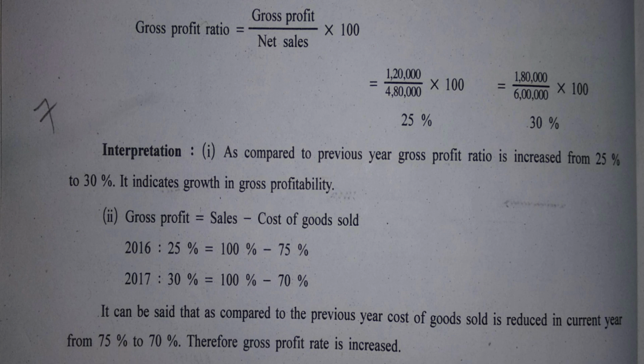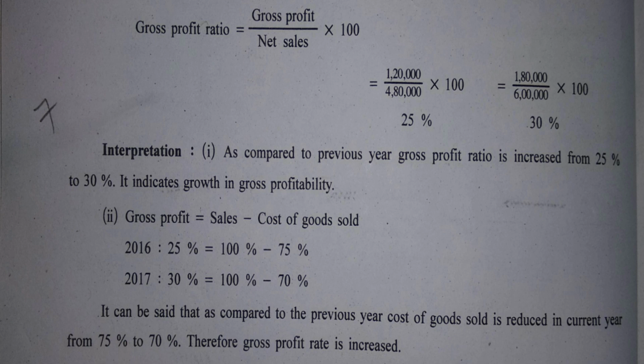Interpretation they have given. They say as compared to the previous year, gross profit ratio has increased from 25% to 30%. Obviously, the previous year gross profit ratio was 25%. Now it is 30%. Yes? So obviously, there is growth in gross profitability. Gross profit, we have just understood the formula: sales minus COGS. What is gross profit? 25%. Sales, 100%. COGS, 75%. Similarly for the second year. This is just an interpretation. If you read, you'll understand it well.